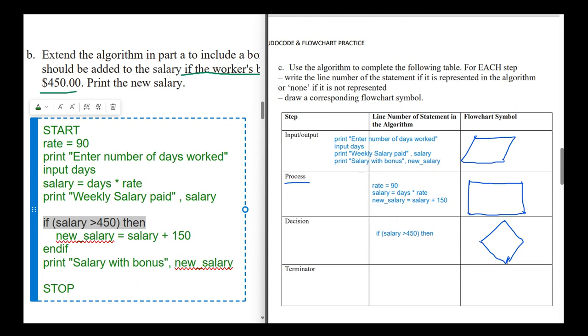Terminator. Do we have a terminator? Yes, we do. We have start and we have stop, right? So that's easy. Start and stop. And what do we use for terminator? We use an oval, right? An oval. So that's how we look at the algorithm and try to determine which symbols we would use based on the lines, what they're doing, what the statement is doing. We have an input, a process, decision, and terminator.